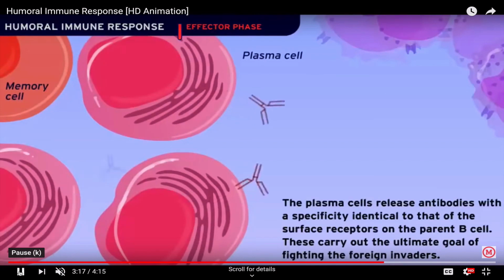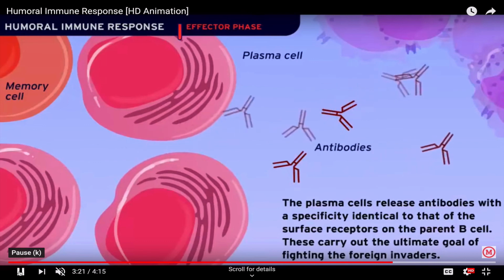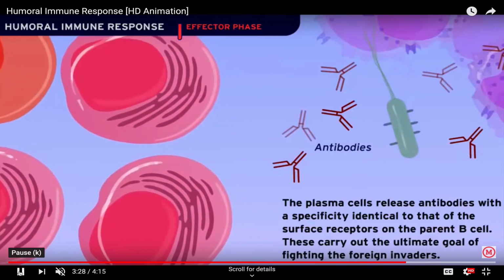So the plasma cells now are going to release antibodies, and these are going to go out into the blood, and they are going to then go into our next phase, which is, what do antibodies actually do? How do they help us control pathogens in the body?